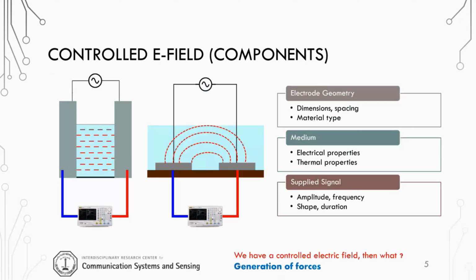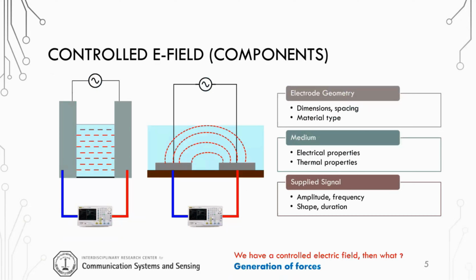For the medium, as I mentioned before, the medium is what you place between the two electrodes. Either parallel electrodes, or you just drop, for example, a droplet on top of an electrode. This is your medium, and your medium usually will contain your particles. So the electrical properties of your medium, for example, the conductivity and the permittivity, will make a difference. Also the thermal properties, because some media might generate heat differently from other media. So this also will make a difference.